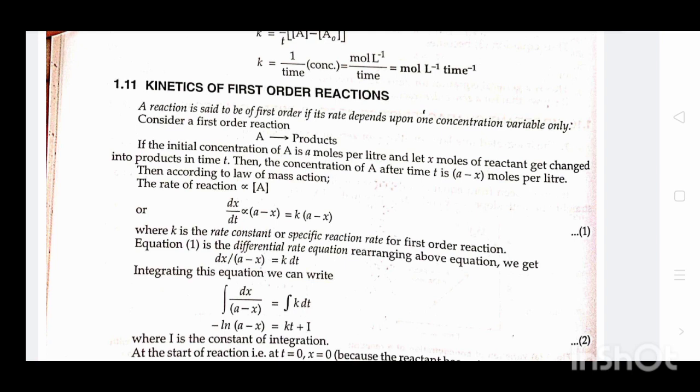Then according to the law of mass action, the rate of reaction dx by dt is directly proportional to a minus x, equals k into a minus x, where k is the rate constant or specific reaction rate for a first order reaction. Equation 1 is the differential rate equation. Rearranging the above equation we get dx by a minus x equals k dt.